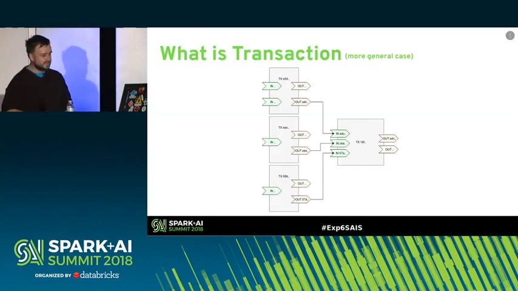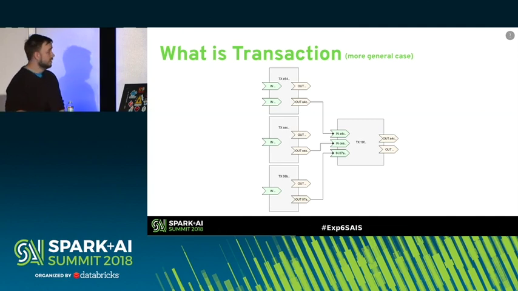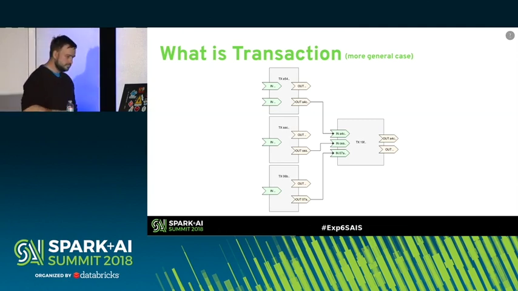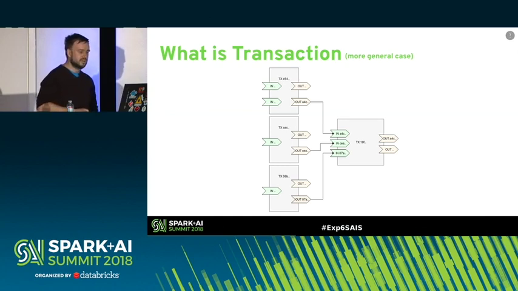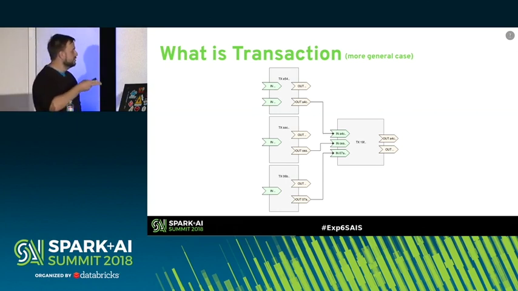And this is a more complex example of a transaction, because there can be multiple inputs and multiple outputs. So it's not always as simple as the original case. Just be aware, once we see the transactions in a graph, that there can be edge cases. This is called an end-to-end transaction.